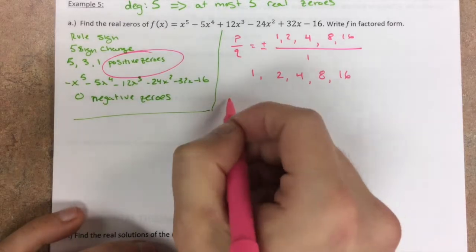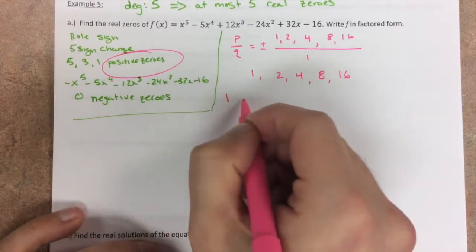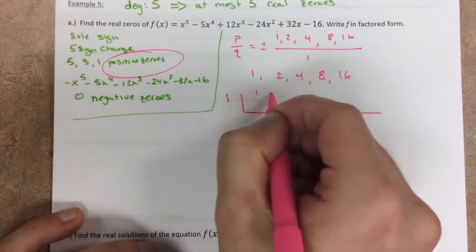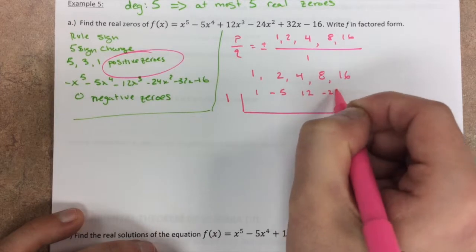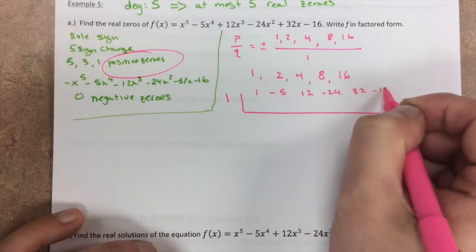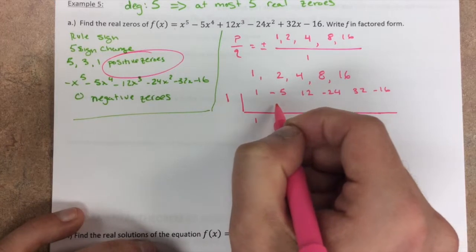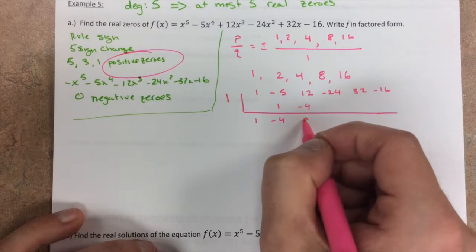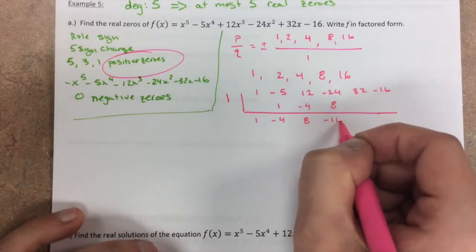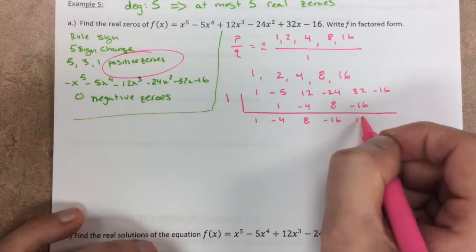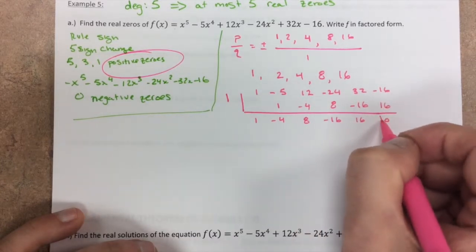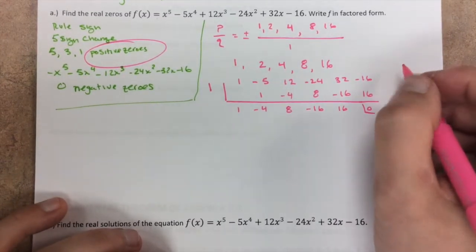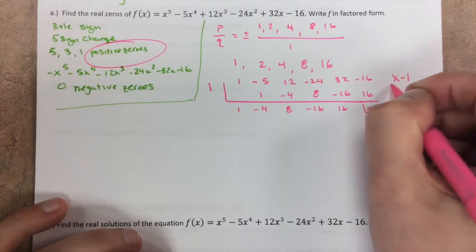So let's try 1 first. And then we're going to write out our synthetic division. So we have 1, negative 5, 12, negative 24, 32, negative 16. Bring down the 1. Multiply, add. Negative 4, 8, 8, negative 16, negative 16, 16, 16, 0. So, hey, that worked, first time through. That means that x minus 1 is a factor.